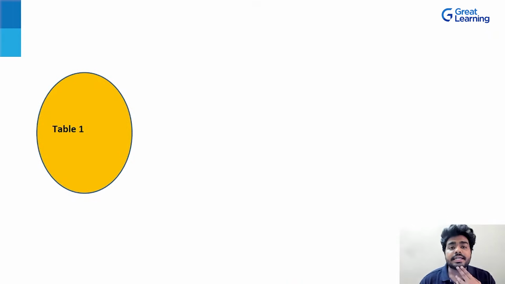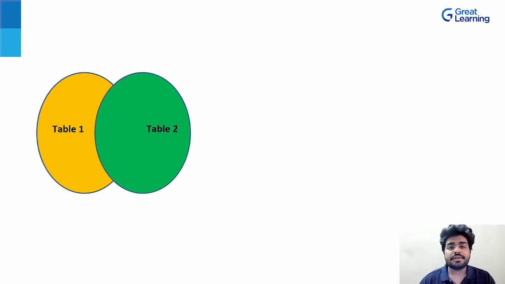Have a look. Table 1. Let's consider that this is the orange color table 1. Then we have table 2, which is green color. Now these blue color things are nothing but the common data. Okay, these are the common data.